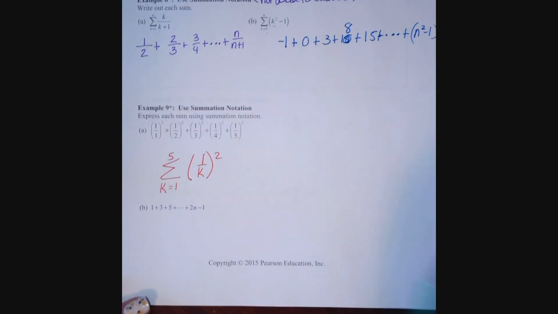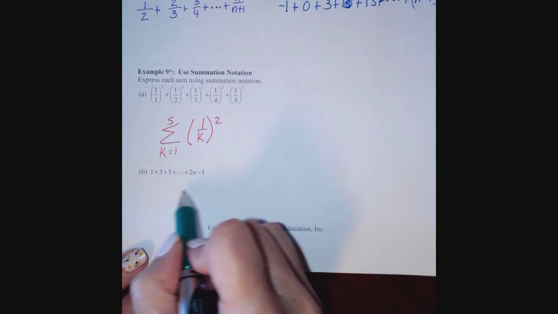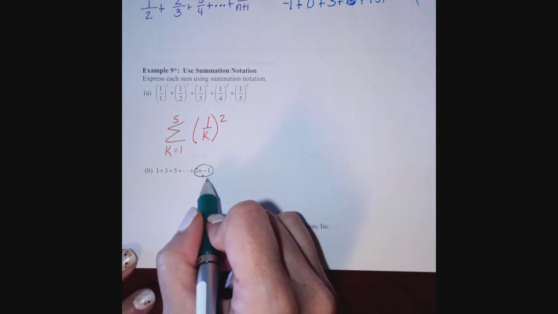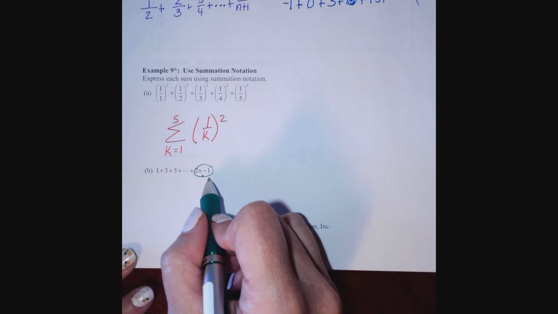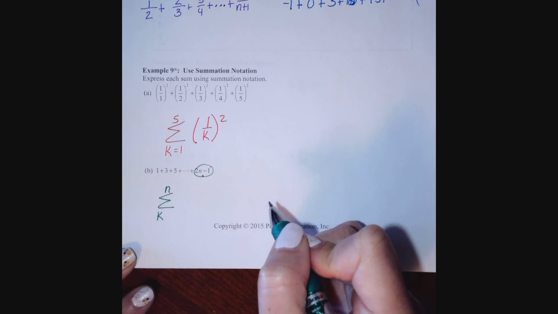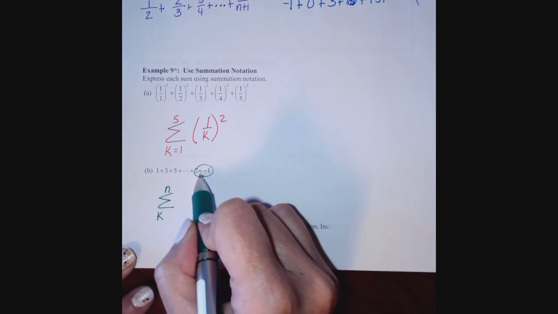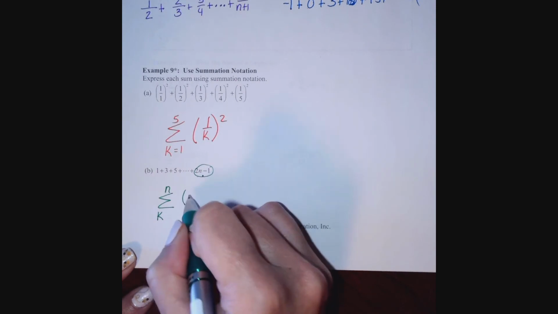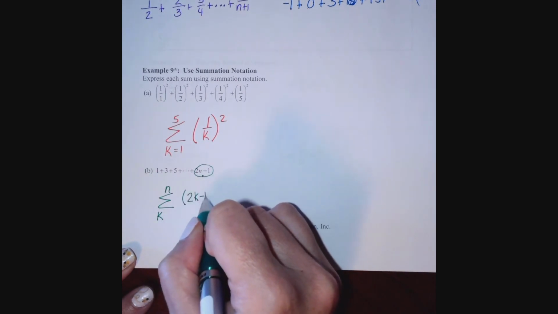Okay, last one on this page. Look at your terms. I'm going to 2n minus 1, so that lets me know that my index of summation is going to be infinite. So I'm going all the way to n. And I'm going to use a k here. So this gives me my clue about my general term. I'm assuming my general term is going to be 2k minus 1.